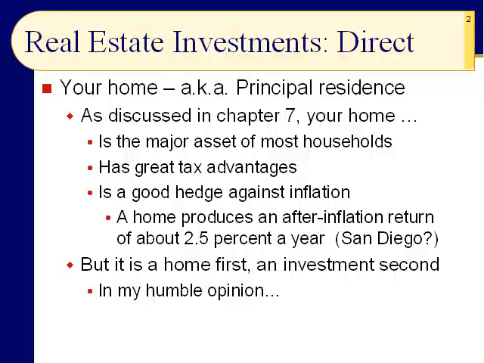And as we discussed in Chapter 7, your home, your principal residence, is the major asset of most American households, has very good tax advantages, and is normally a very good hedge against inflation. Because in general, a home produces an after-inflation return of about 2.5%, 3% a year. Which is not bad. It's about the same as bonds. But some areas, such as San Diego, have done a whole lot better.